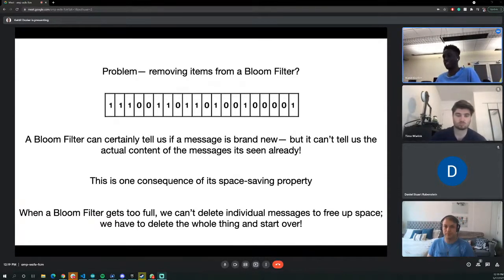When our Bloom filter gets too full, we can't delete individual messages to free up space. Actually, the only thing we can do is delete the entire thing. We can't delete the last message. We can't delete the last 2. We have to delete every single thing in the Bloom filter and start all over. So that's unfortunate. Is there a way to get around this? Well, kind of.